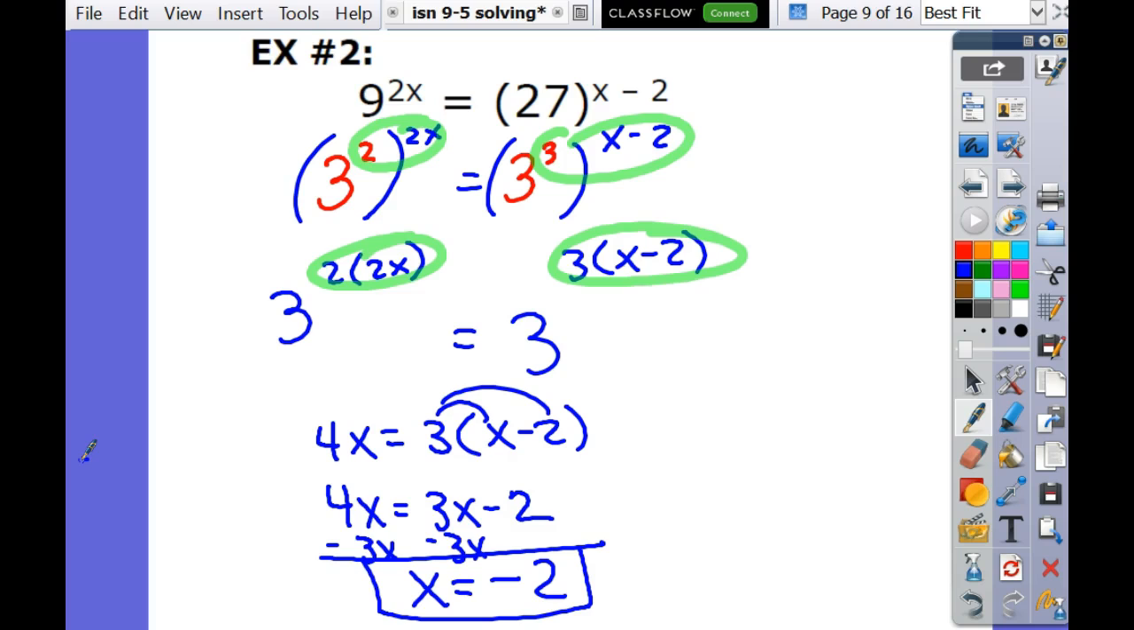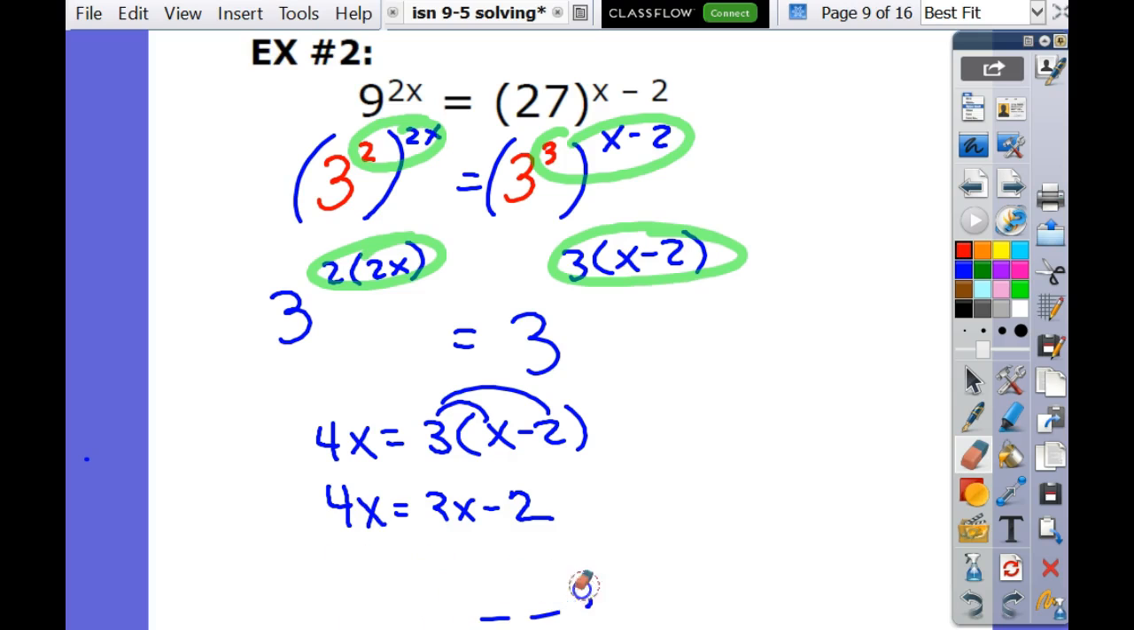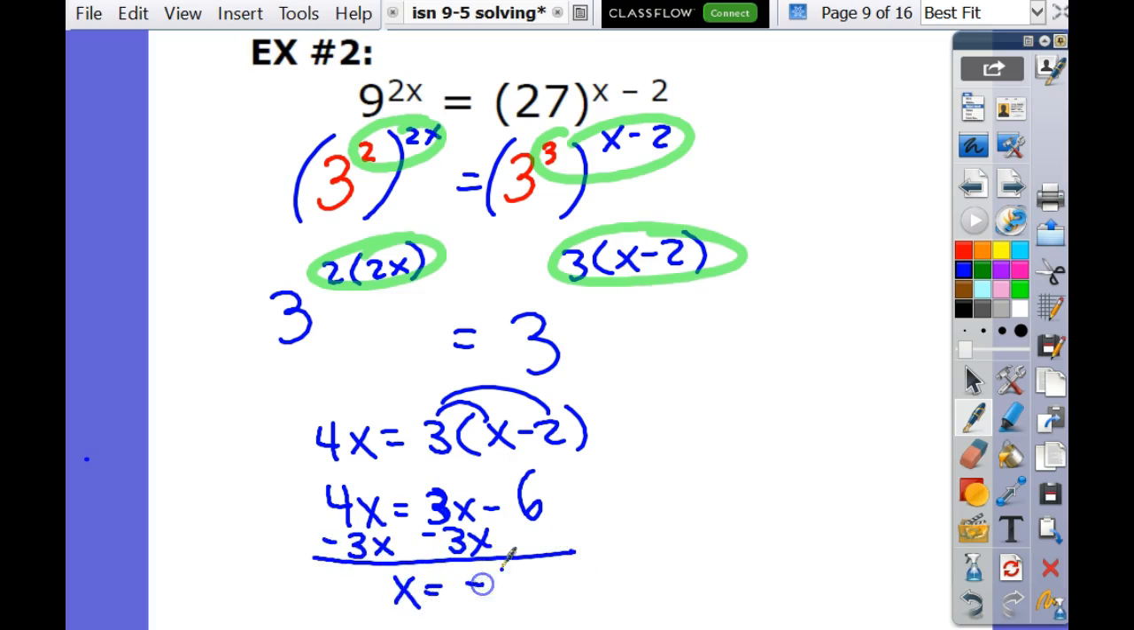Oh, let's back up. I made a multiplication mistake right there. What is that supposed to be? 6. And so then, when you subtract the 3x, that's going to be x equals negative 6. Is that better? Okay. Thank you.